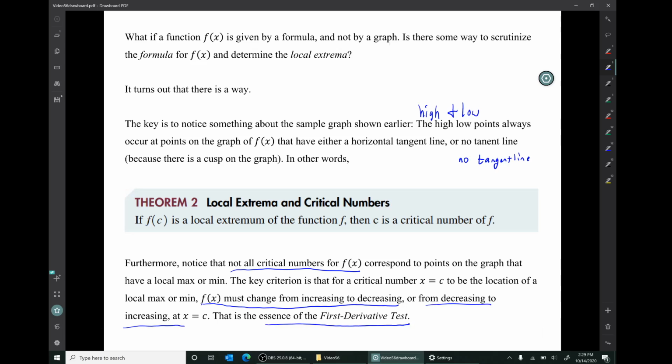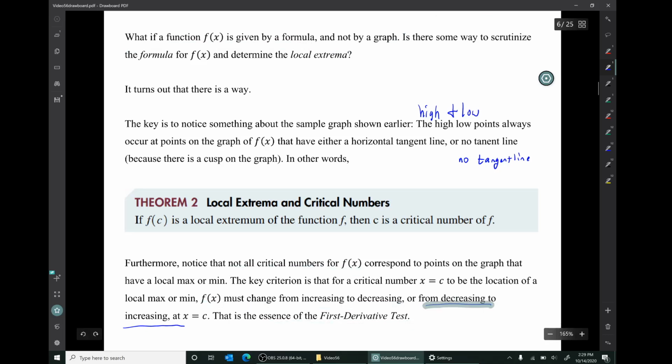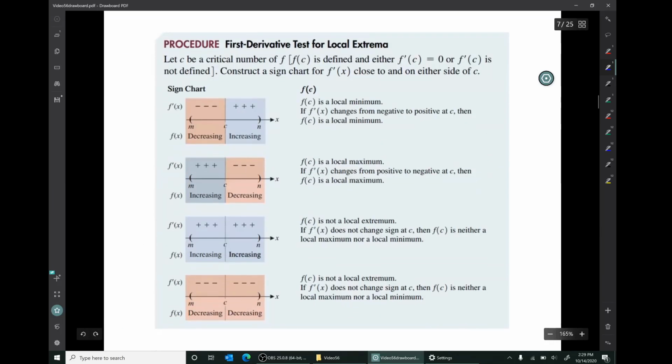Remember, this discussion started with this question: is there some way to scrutinize the formula for f of x and determine the local extrema? Again, they're easy to spot on a graph, but what if you just have a formula for f of x? Is there a test you can do, some way of scrutinizing the formula for f of x to determine the local extrema? Well, here's the first derivative test.